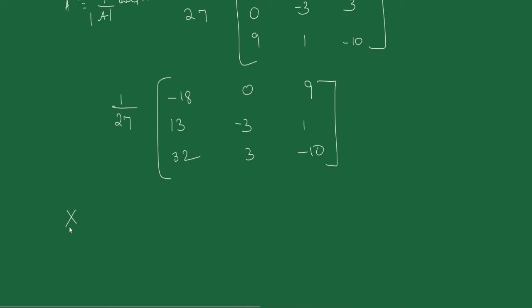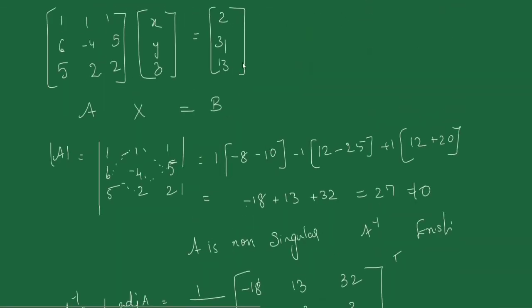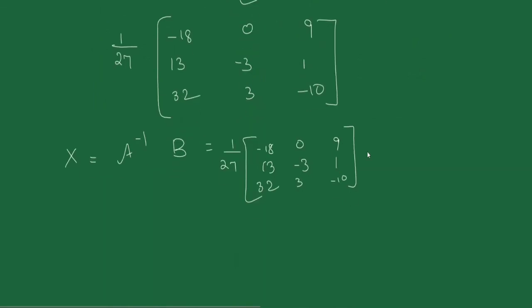Now we have to find matrix X. X matrix is A inverse into B. That is 1 by 27, minus 18, 0, 9, 13, minus 3, 1, 32, 3, minus 10. We have to multiply this by matrix B. Matrix B is 2, 31 and 13.